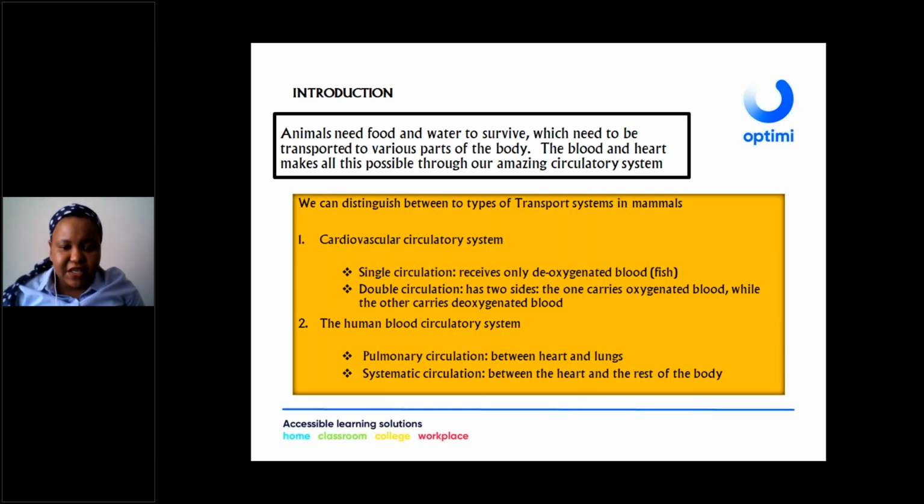We have the pulmonary circulation, that is the circulatory system between the heart and the lungs. Oxygenated blood is transported from the lungs to the heart, and deoxygenated blood travels from the right part of the heart to the lungs. So everything that has to do with the heart and the lungs, we refer to as pulmonary circulation. And the circulation between the heart and the rest of the body is known as the systemic circulation. Okay, so those are our two transport systems.